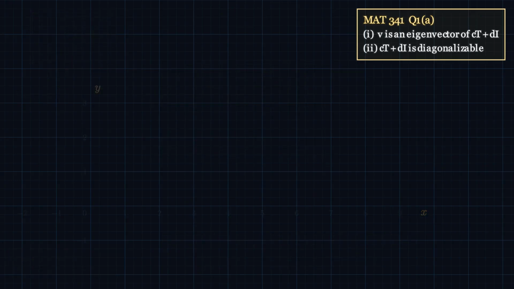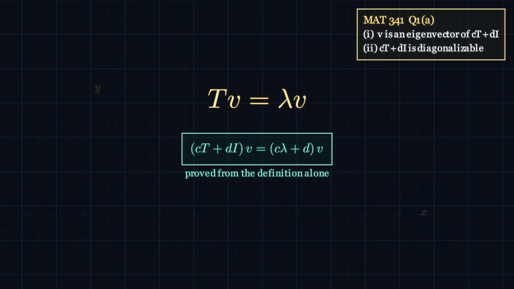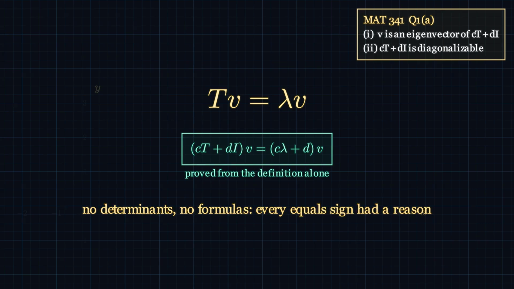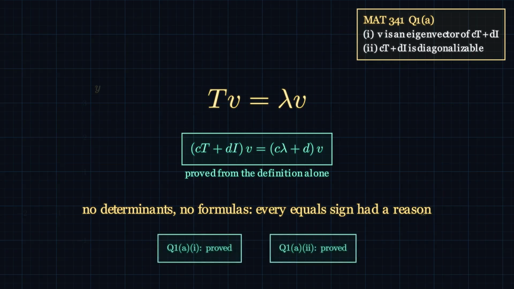Look back at your page. You defined an arrow, an operator, and the one equation that says an operator sometimes behaves as a mere number. From those definitions alone, no determinants, no formulas, you proved a university question in 7 written lines and a conclusion, and every equal sign on your page has a reason you can state out loud. That is what this subject actually is underneath the notation, and it is yours now.